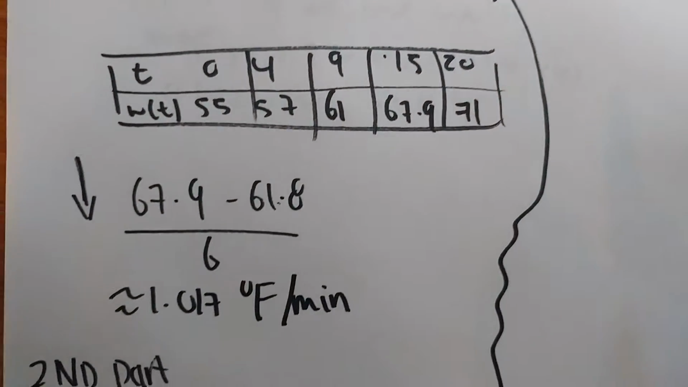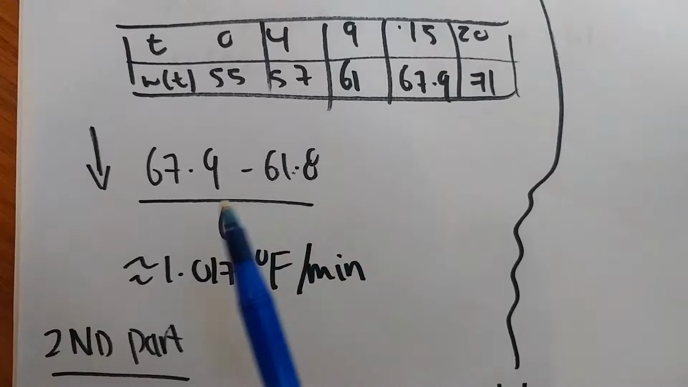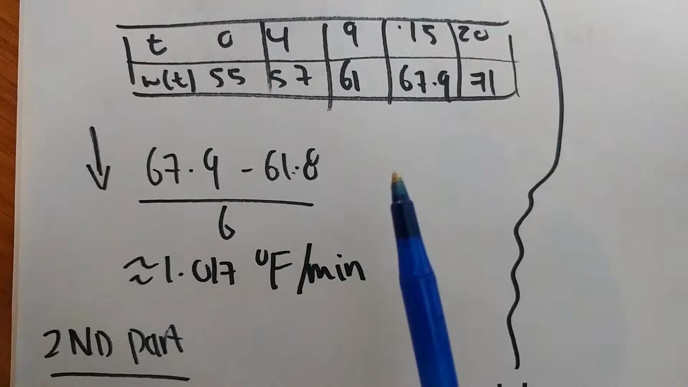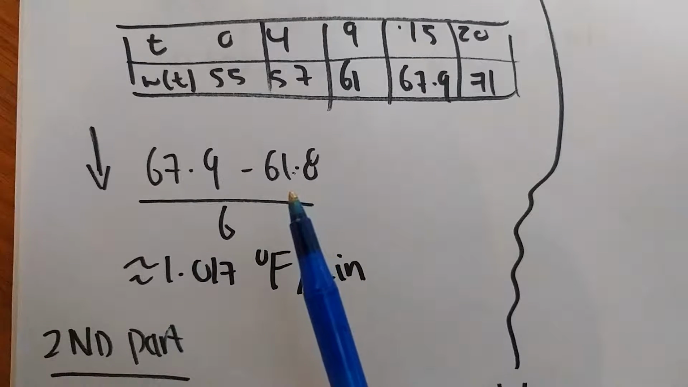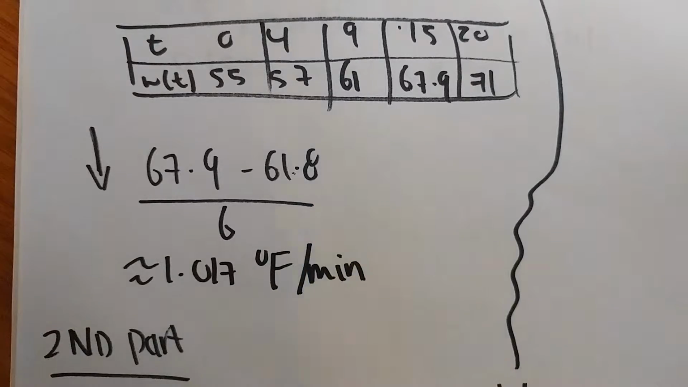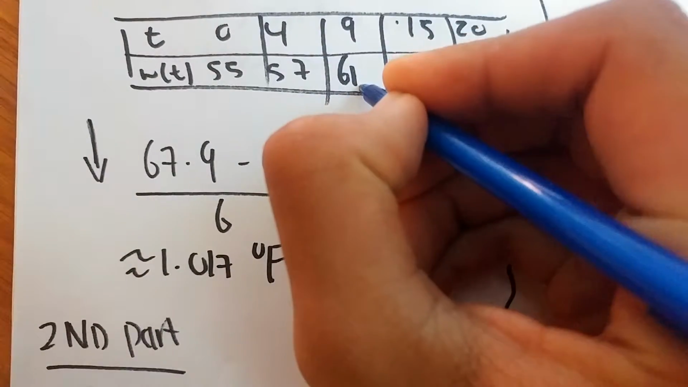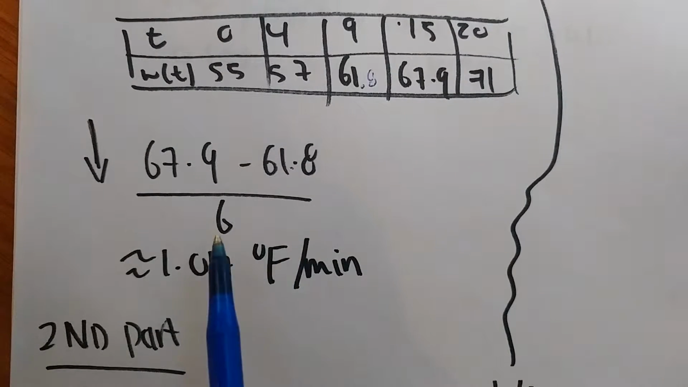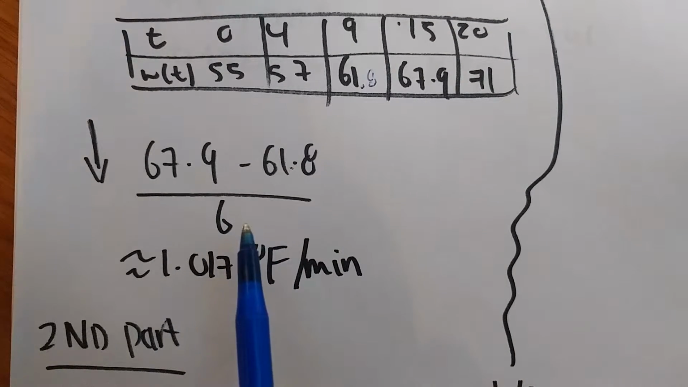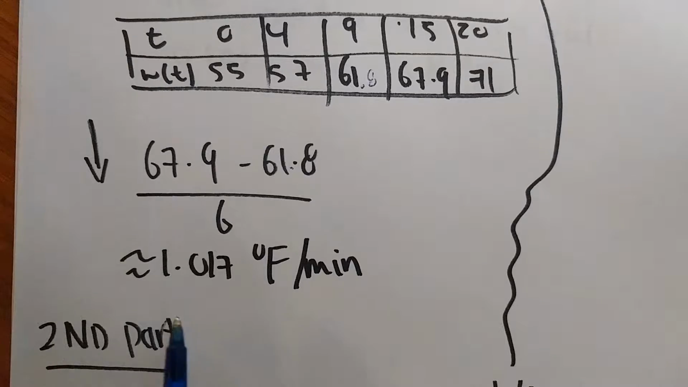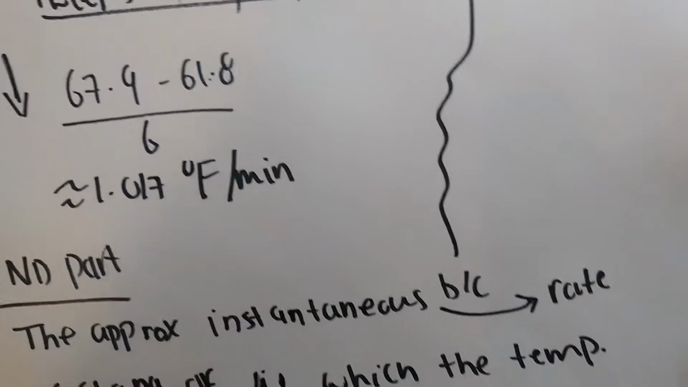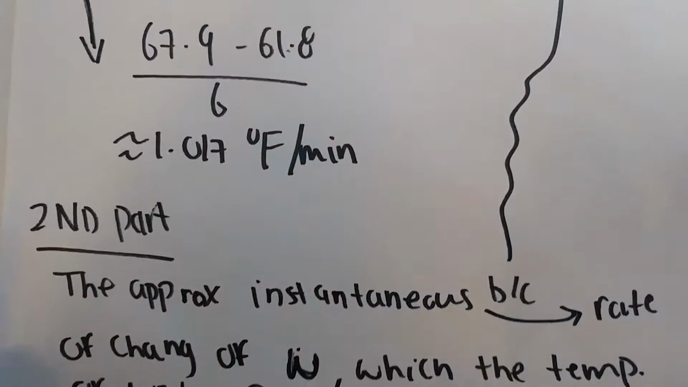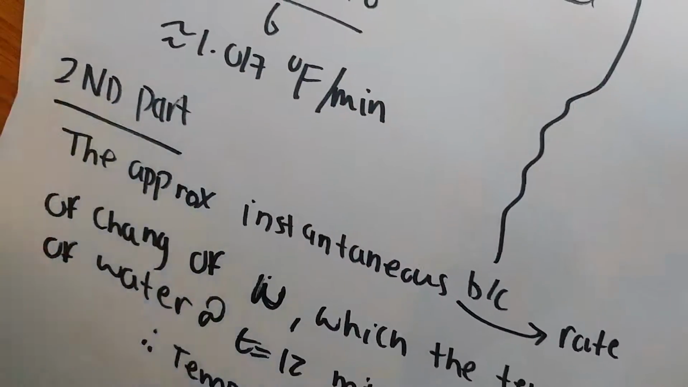So from the table, we can see W of 15 is 67.9, and W of 9 is 61.8. And then that's over 6 because 15 minus 9. And once you do that, you get 1.017 Fahrenheit per minute. It's about that number.